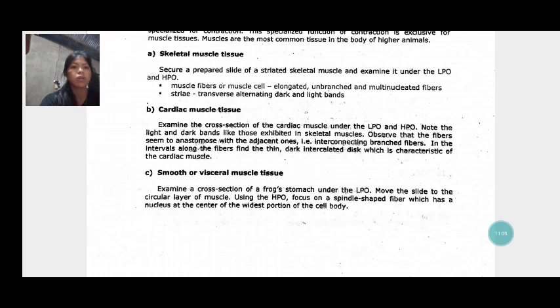The third is smooth or visceral muscle tissue. Examine a cross-section of a frog's stomach under the LPO. Move the slide to the cellular layer of muscle. Using the HPO, focus on a spindle-shaped fiber which has a nucleus at the center of the widest portion of the cell body.